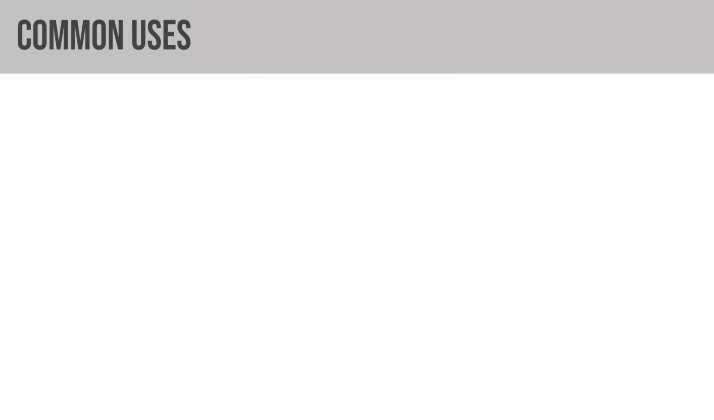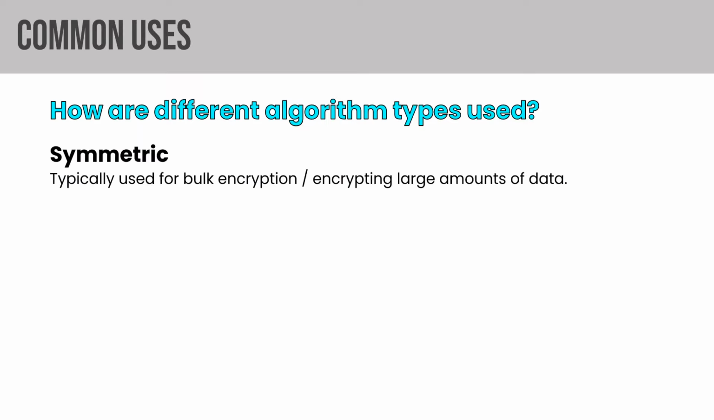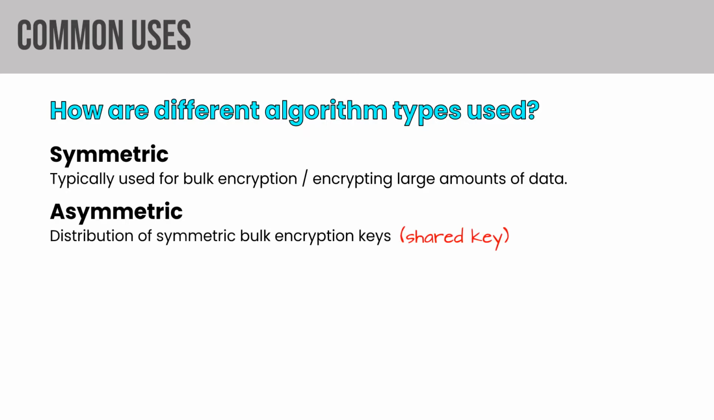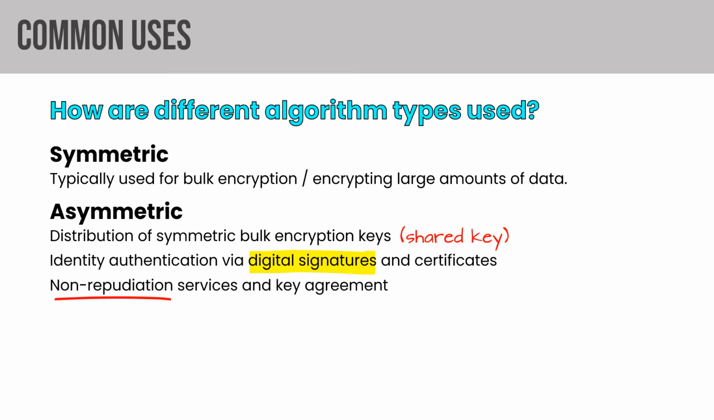So common uses of encryption. How are different algorithm types used? Well, I mentioned that symmetric encryption is typically used for bulk encryption, for encrypting large amounts of data. Symmetric encryption is quite fast. The challenge comes in securely transmitting that key to share it between the sender and the recipient. Asymmetric encryption is used for distribution of symmetric encryption keys, that shared key. Asymmetric encryption is used in identity authentication via digital signatures and certificates. It's used for non-repudiation services and key agreements.